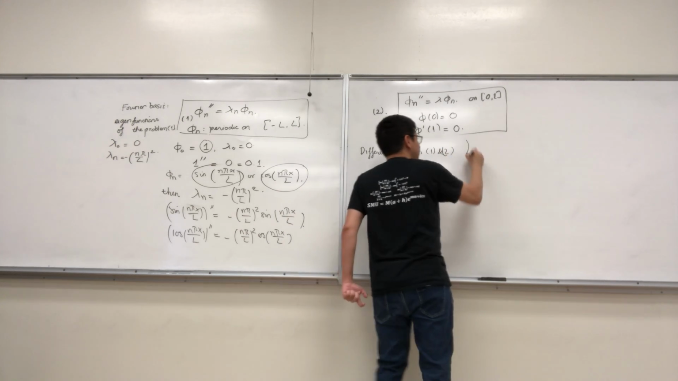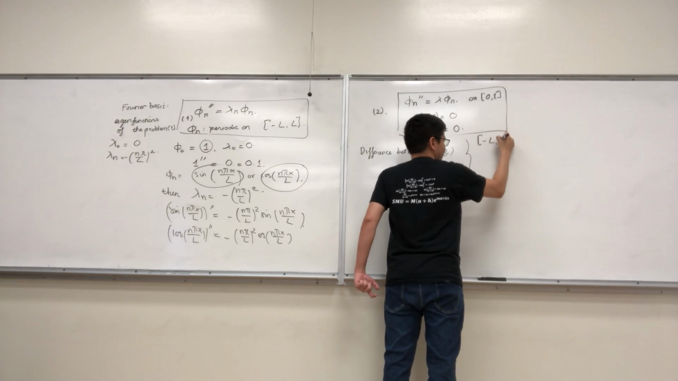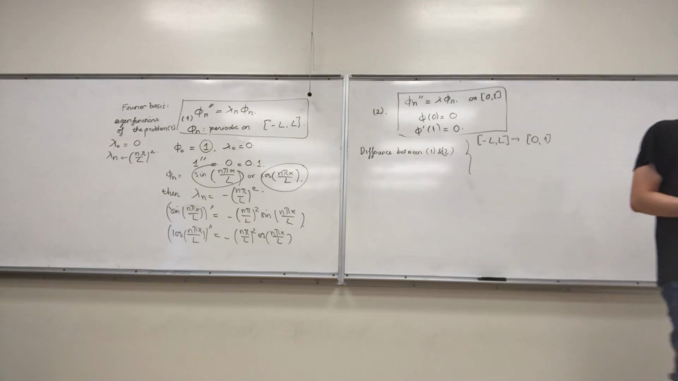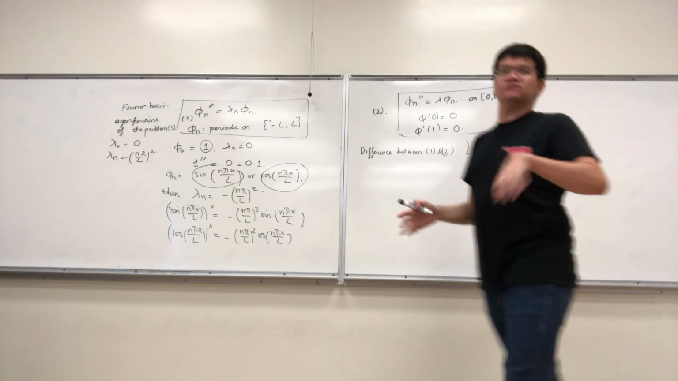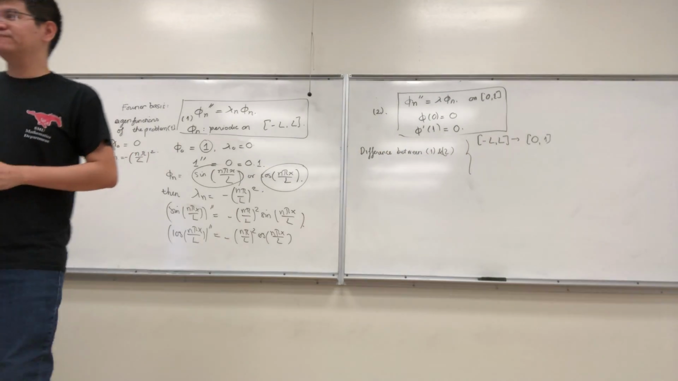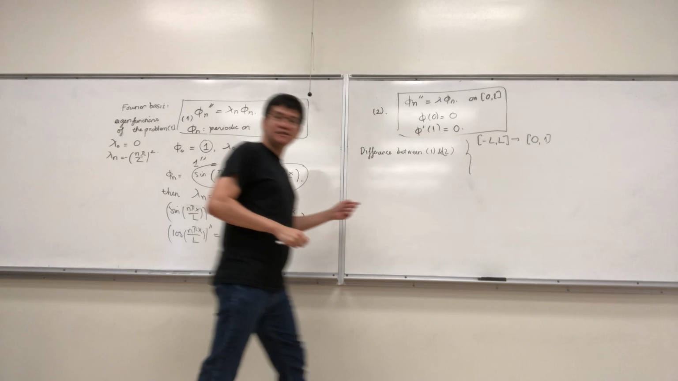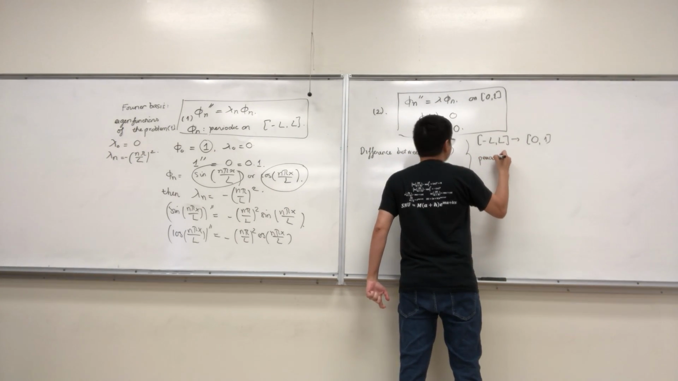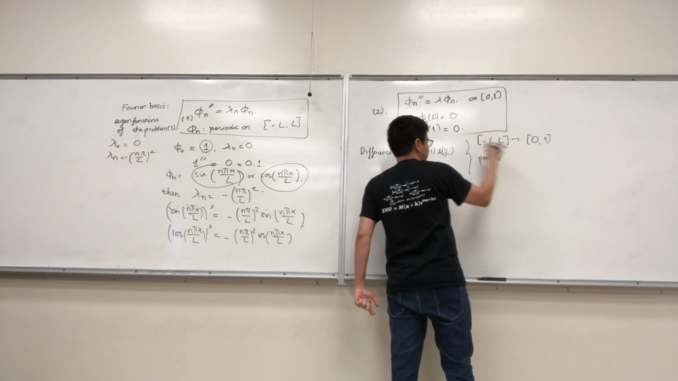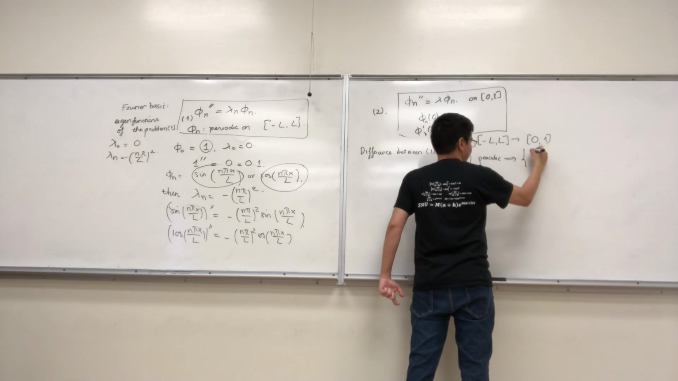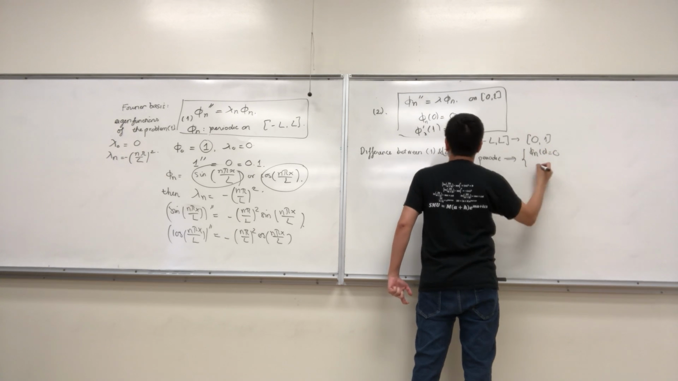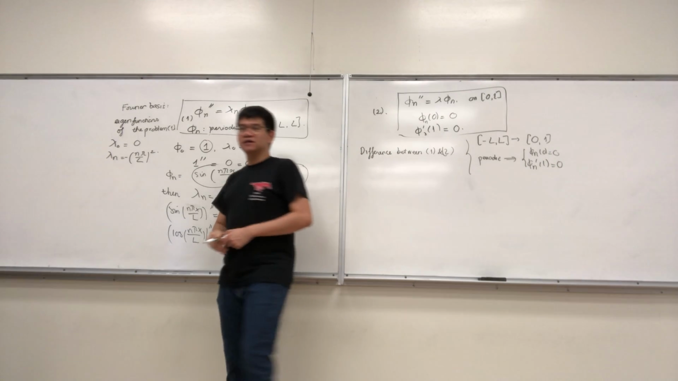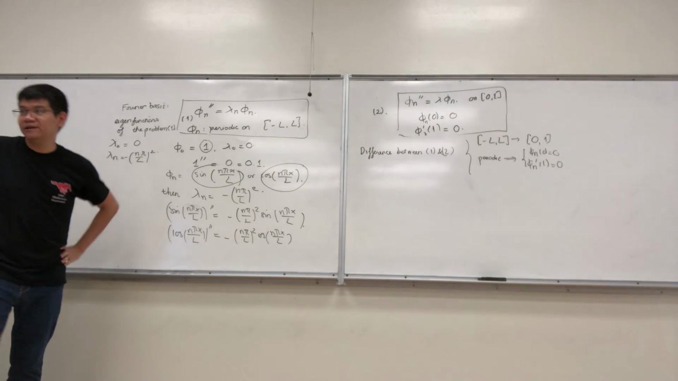The first thing is that the domain is not from minus L to L anymore. So the domain is no longer symmetric. The domain now is 0, 1, and 0, 1 is not symmetric, right? And the next thing is that the periodic condition is now changed to phi n of 0 is 0 and phi n prime at 1 is 0, right? So we changed the boundary condition and we changed the domain.